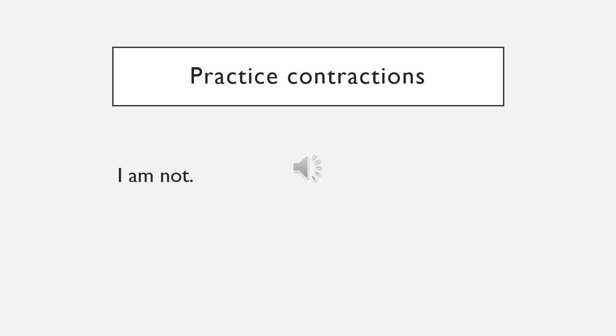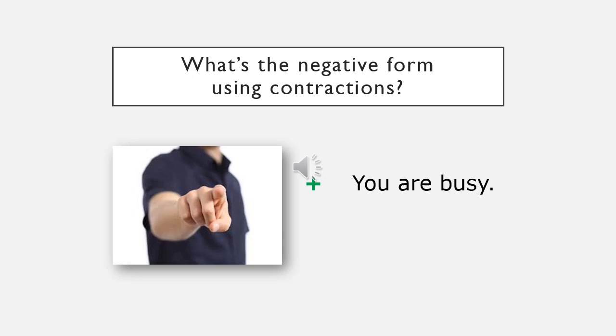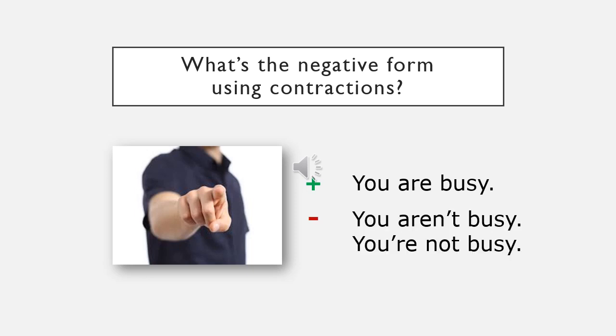I am not. And remember, there's only one option here. I'm not. What's the negative form using contractions? You are busy. You aren't busy. You're not busy.